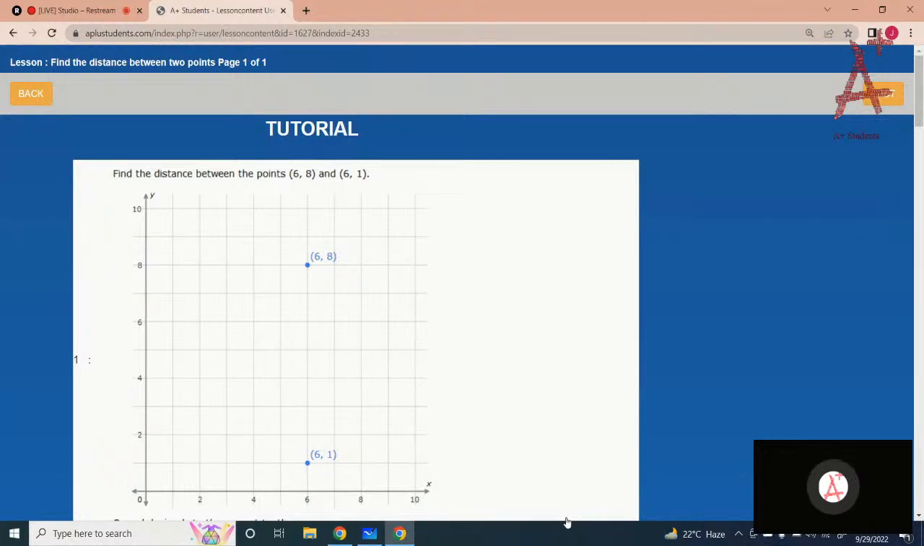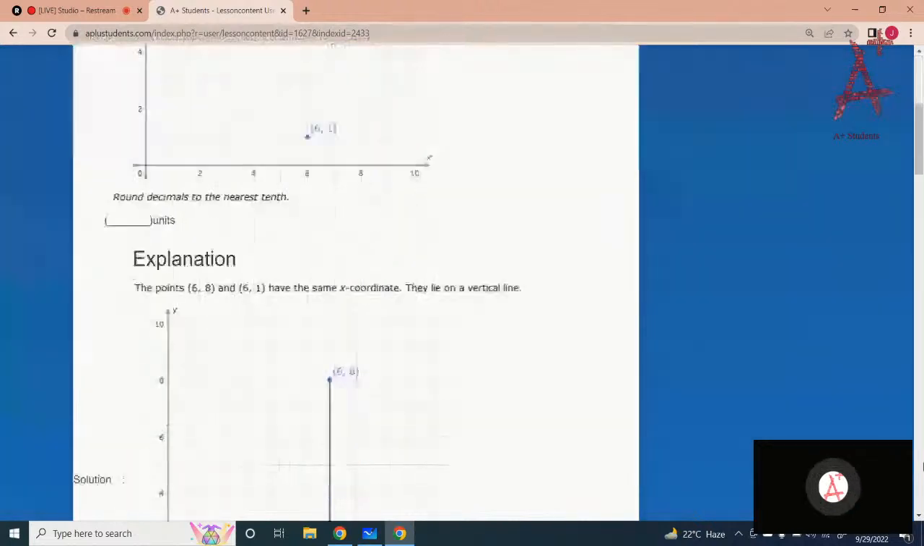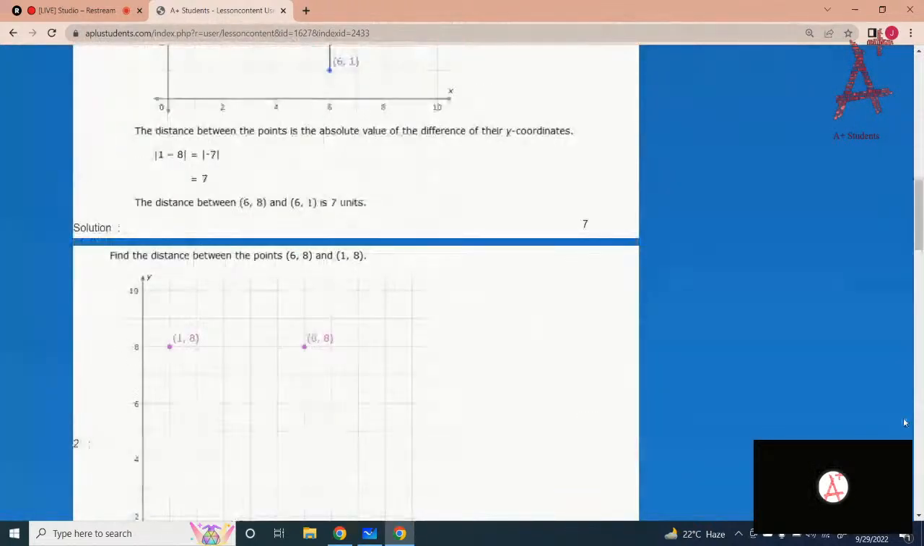See, both the points have the same x coordinate. That means they are on a vertical line. So just subtract the coordinates that are different. 8 minus 1 is 7. That means the distance between both the points is 7 units. Got it? So select the correct option and move on to the next question.